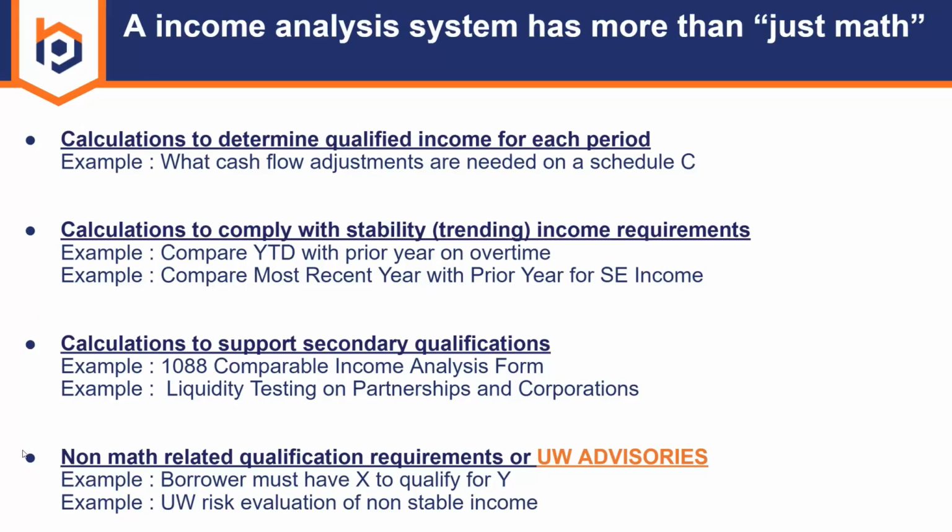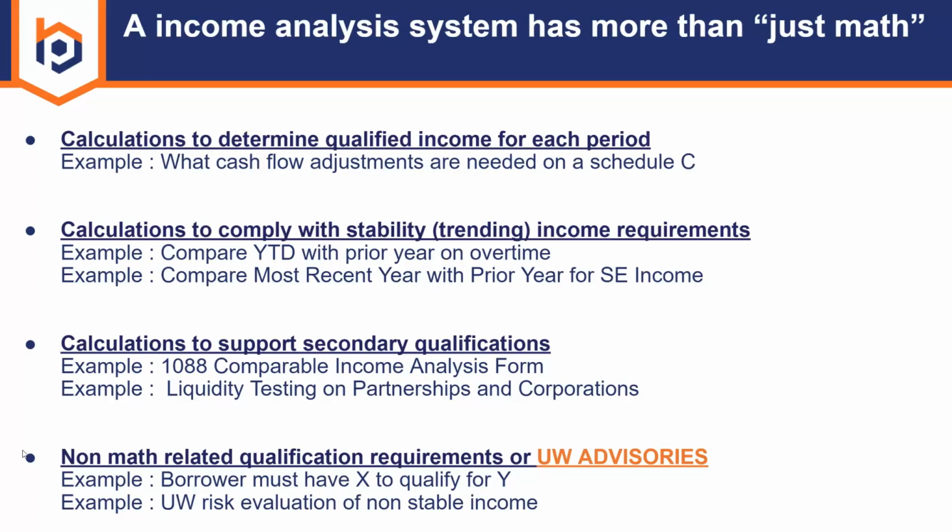Next, to comply with stability or trending income requirements, we must compare each period to one or more prior periods to look for stable income. The next set of calculations that have to be completed is to support secondary incomes, for example, a 1088 comparable income analysis to make sure the business is stable and growing, or liquidity testing on partnerships and corporations to make sure that the profits shown in the K1 were actually paid out to the borrower.